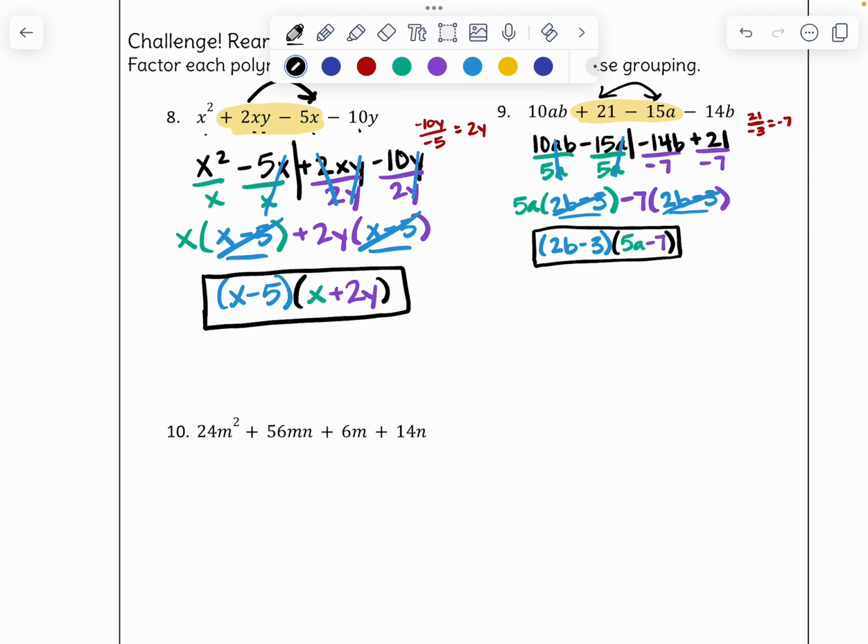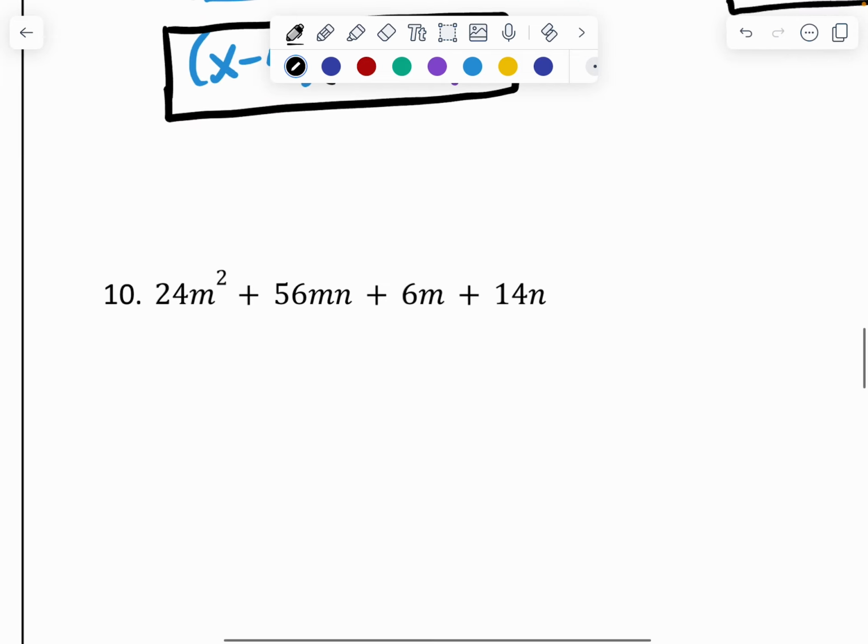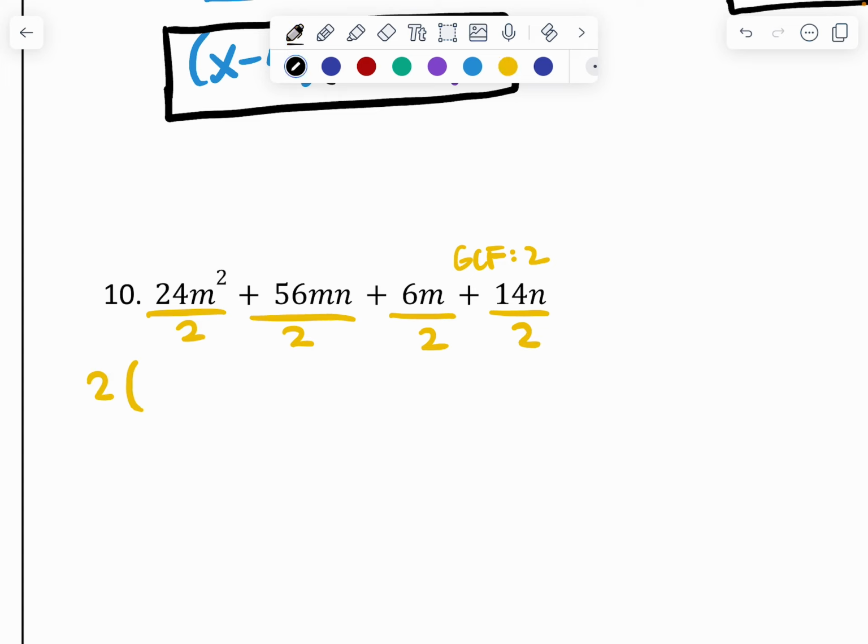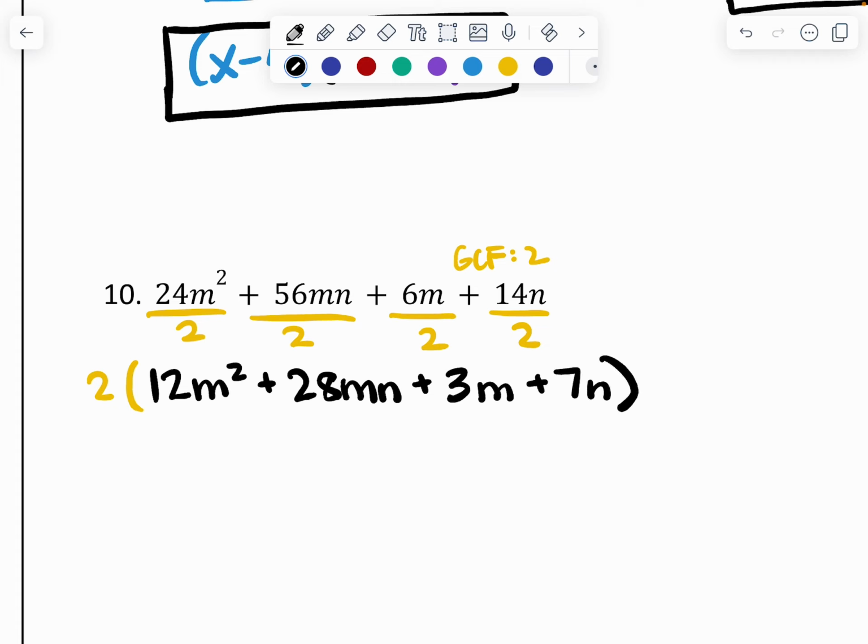One more. Okay, now remember we have to check for a greatest common factor first. They don't all have m's or n's, but they're all even. So I believe I can factor out a greatest common factor of 2. So let's go ahead and do that. This leaves me with 12m squared plus 28mn plus 3m plus 7n. Okay, so I've factored out the greatest common factor.